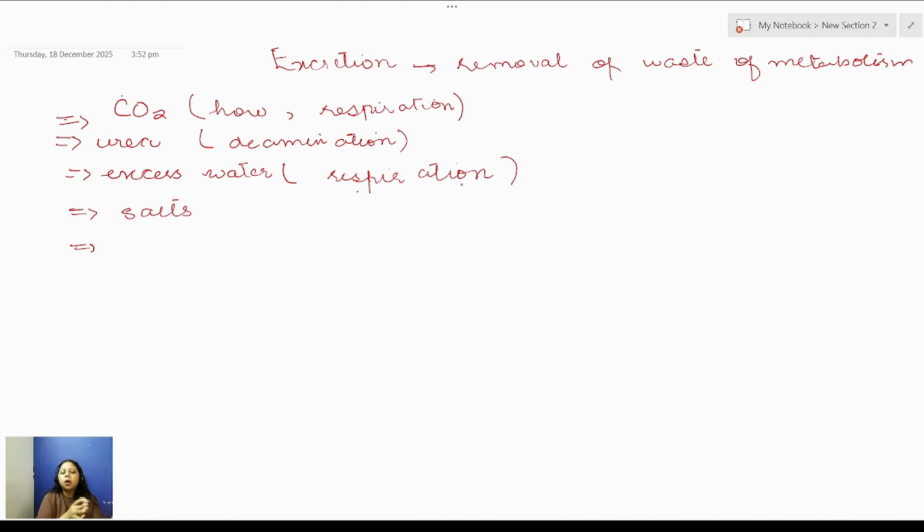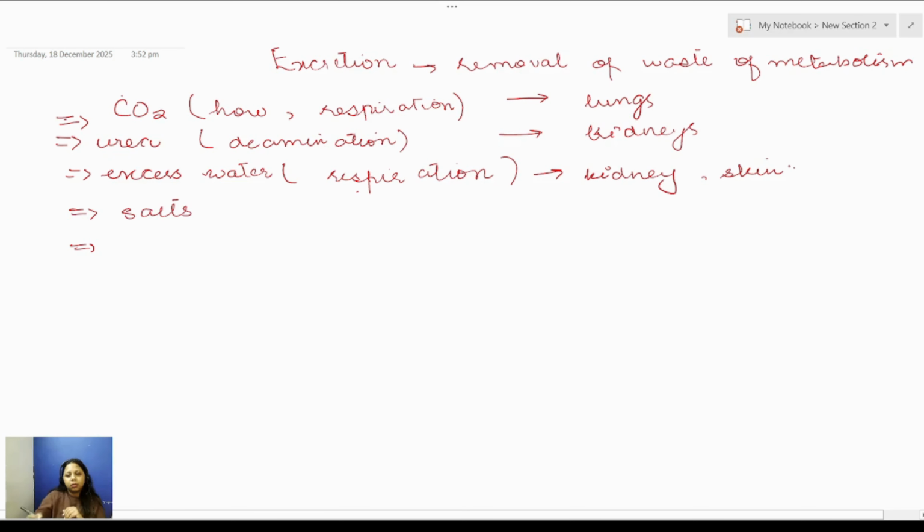Now let's talk about how they are removed. How is carbon dioxide removed? Through lungs. How is urea removed? Through kidneys. And how is water removed? Through the kidneys and through skin. Okay, so let's talk about deamination.